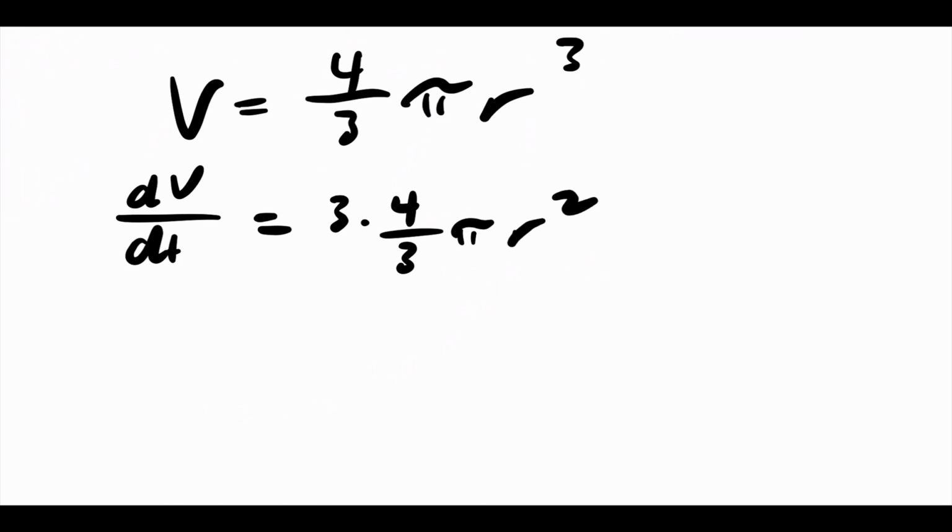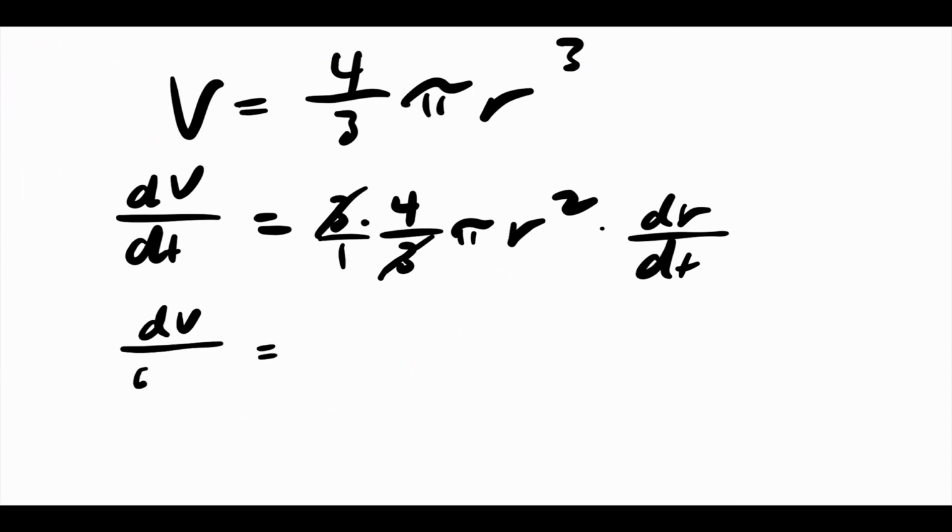But I did find the derivative of R, so I need a dr dt tag. Three over 1 times 4/3 is just 4. So really the derivative is 4 pi r squared times dr dt.